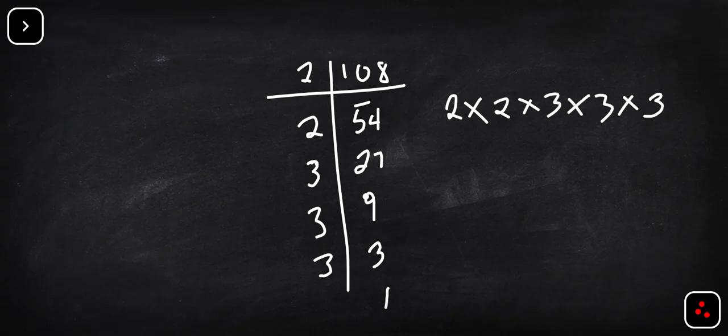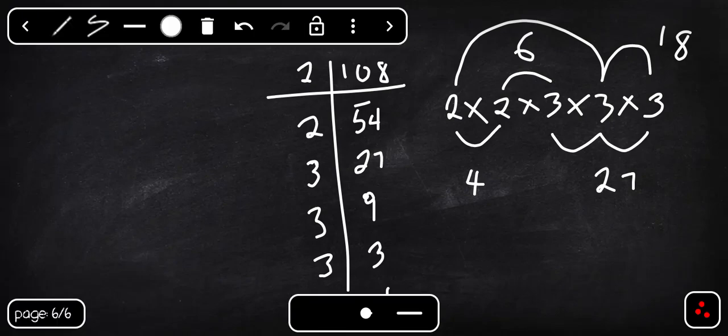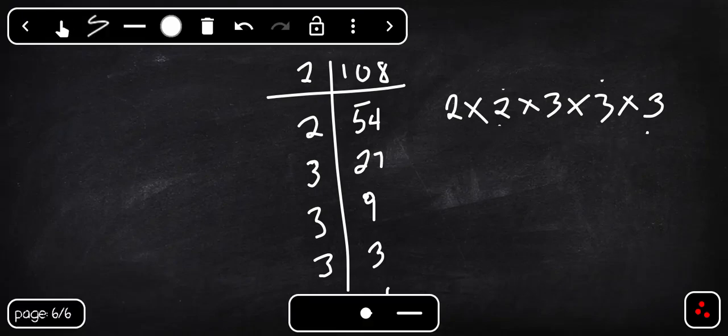Now, from these you can get different combinations of two numbers that give you 108. For example, you can say 2 times 2 is 4, and 3 times 3 times 3 is 27. 4 times 27 will give you 108. Or you can use a different combination: 2 times 3 is 6, and then 2 times 3 times 3 gives you 18. So 18 times 6 will give you 108. Well, our goal is to look for a combination where one is a square number and the other is not. So let us see if we can get it.